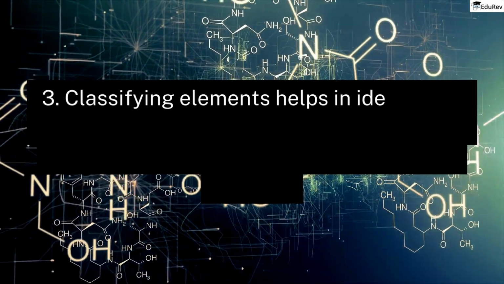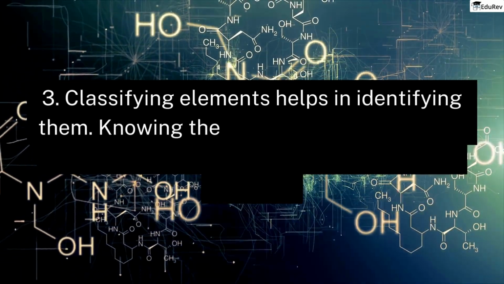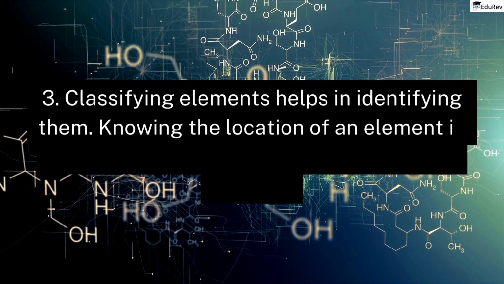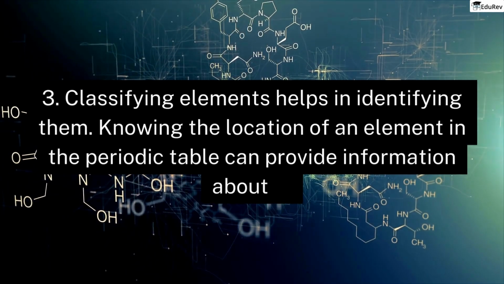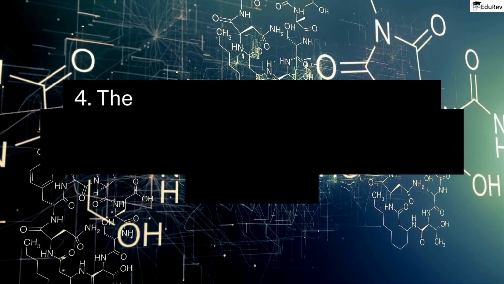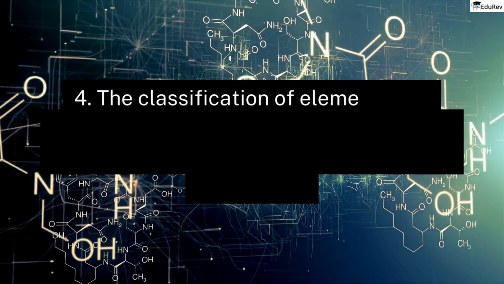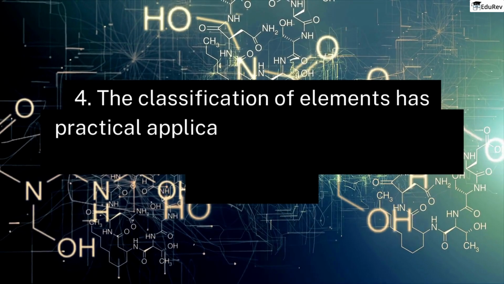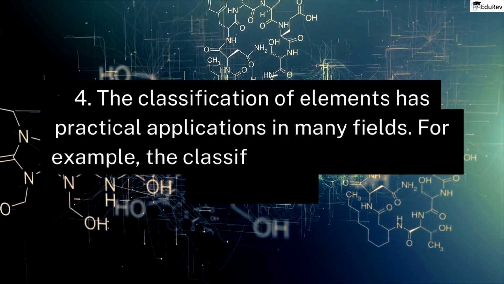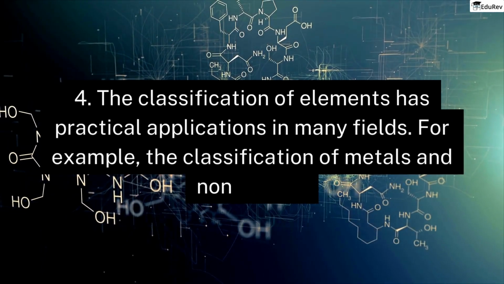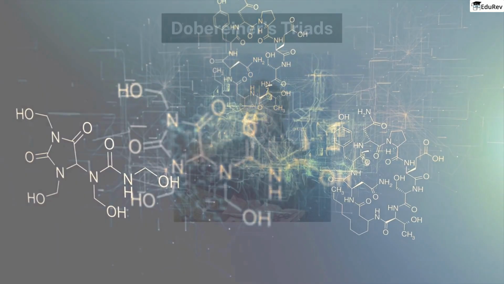Classifying elements helps in identifying them. Knowing the location of an element in the periodic table can provide information about its physical and chemical properties. The classification of elements has practical applications in many fields. For example, the classification of metals and nonmetals is important in the design and construction of electronic devices.